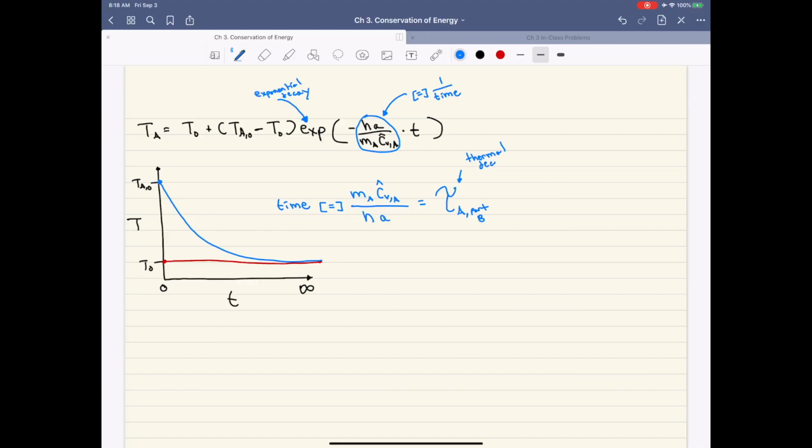Right? And physically, what it represents is, if you look at the numerator, we have our thermal inertia, our MACVA. And in the denominator, we have our heat transfer coefficient times area. And so what this decay time is comparing is just the ratio of thermal inertia over the rate of heat transfer.